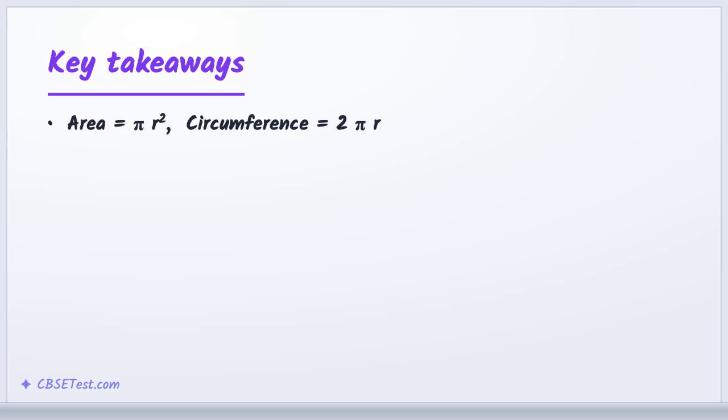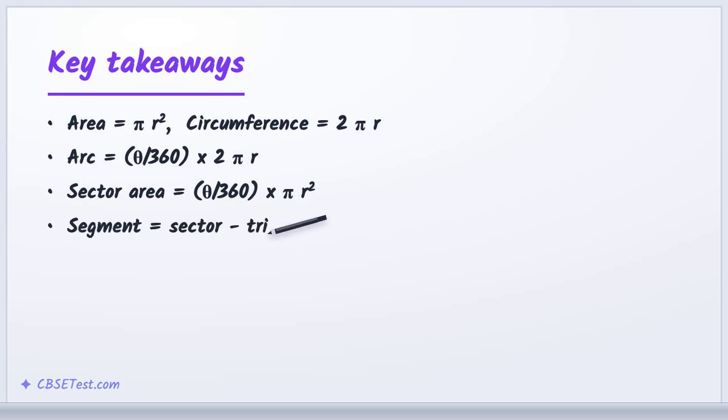To recap, a circle has area pi r squared and circumference 2 pi r. A sector is the theta over 360 fraction of the circle, and a segment is a sector minus its triangle.